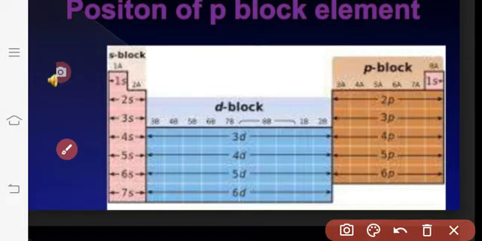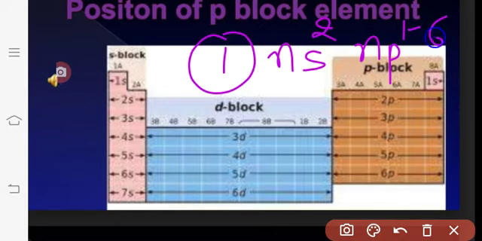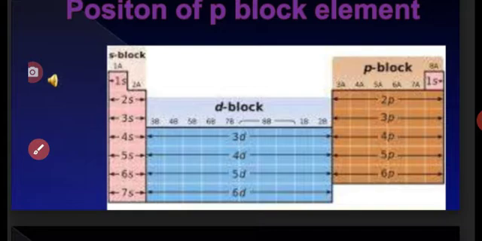Now, the first point is the general characteristics, the general electronic configuration of these elements. This is ns2 np1 to 6, where n is 1 to 3. Except the helium atom, in which the last electrons enter the s orbital, but it is placed with the noble gases because of the similarities in the properties of noble gases.